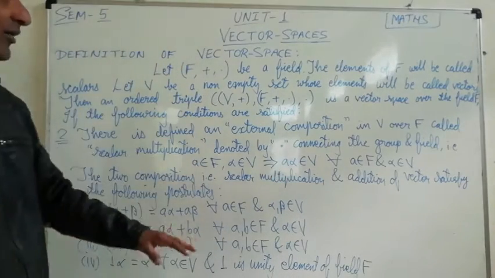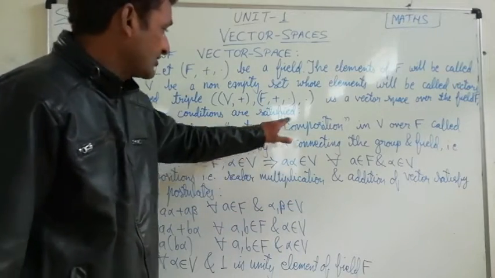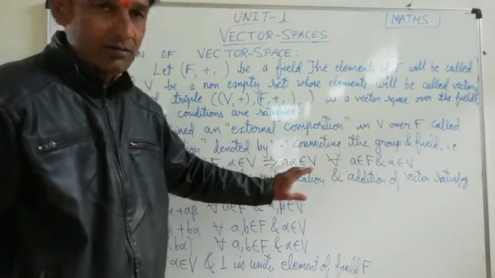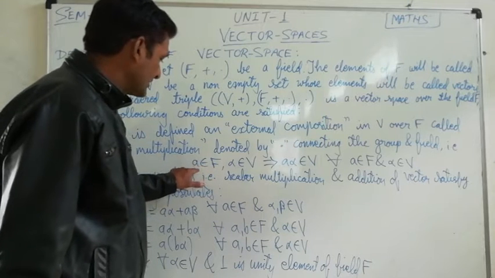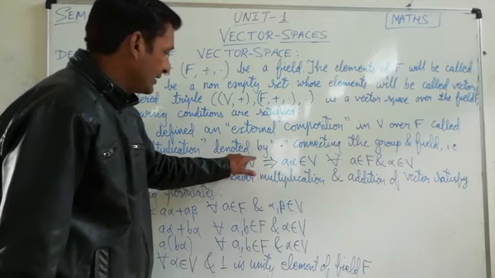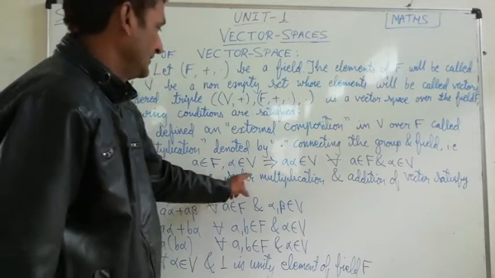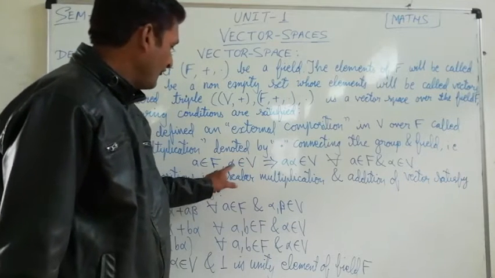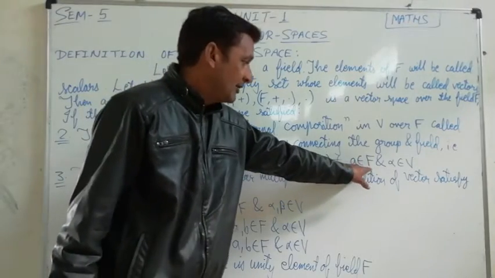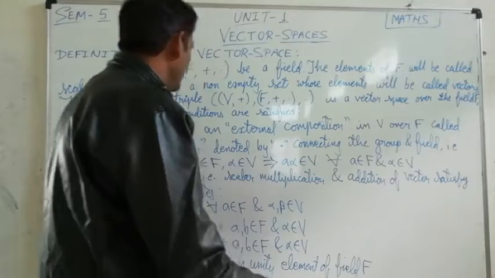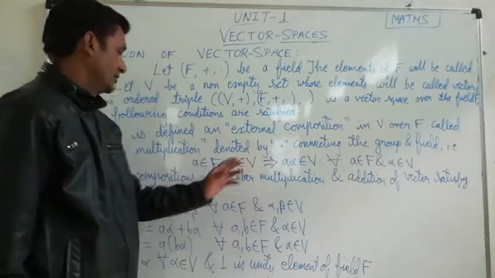In internal composition we discussed the plus mathematical operation, but in external composition we have to discuss this dot operation. So if A is an element of F, meaning A is an element of the field, and alpha is an element of V, which is a non-empty set having vectors in it, it implies that A alpha is an element of V, for all A in F and alpha in V. You should remember one thing, this should be denoted here also afterwards.